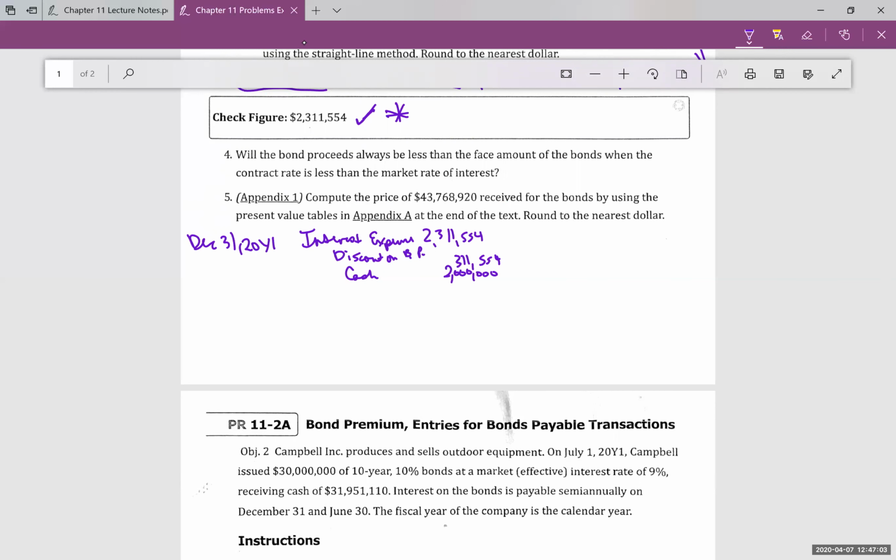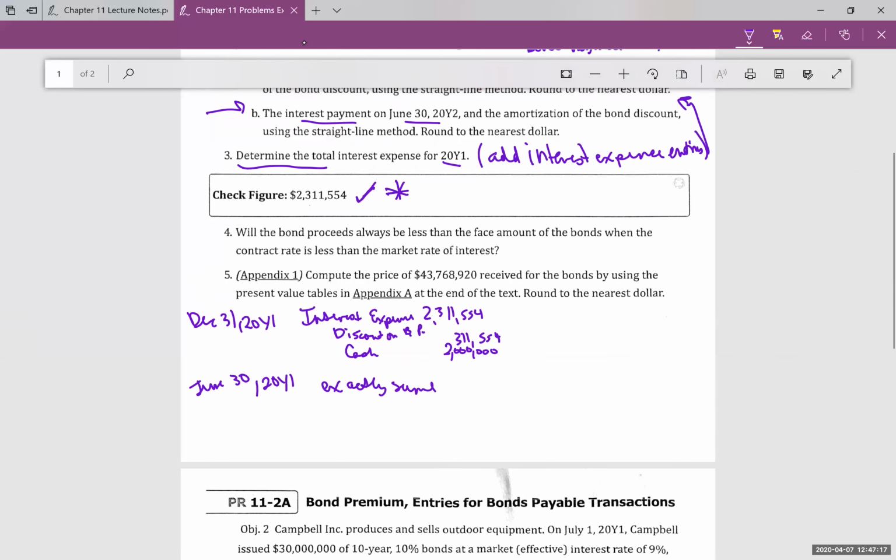Adding those 2 numbers together, we get our interest expense, 2,311,554. Now, the June 30th, 20Y1 is going to be exactly the same. Okay. Now, when it asked you for, I think I misspoke just a second ago. When it asked you for the total interest expense for 20Y1, it really was just this one journal entry that you did for interest expense. And if you notice, that amount matches the 2,311,554.